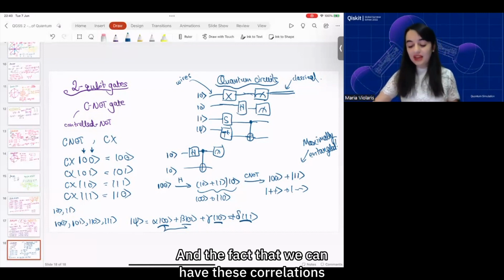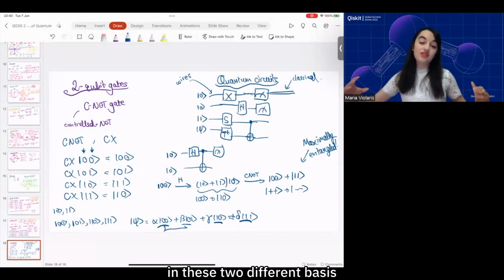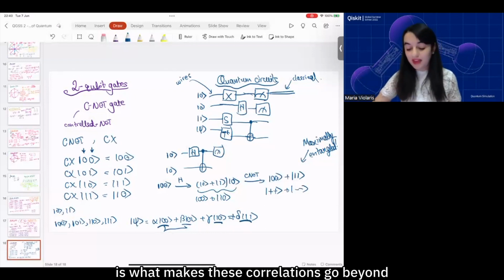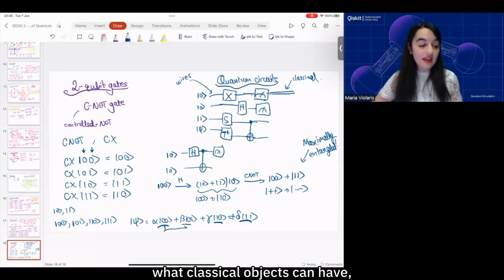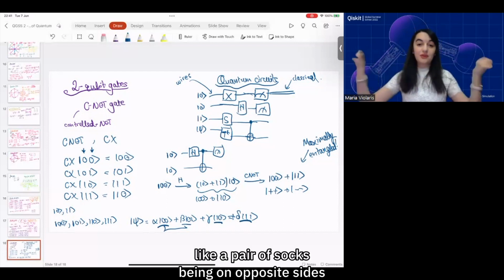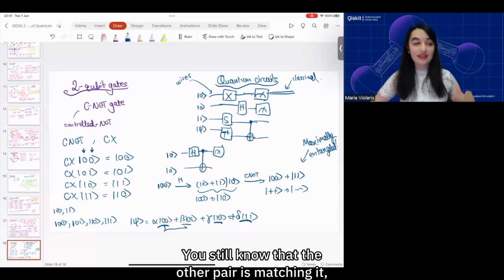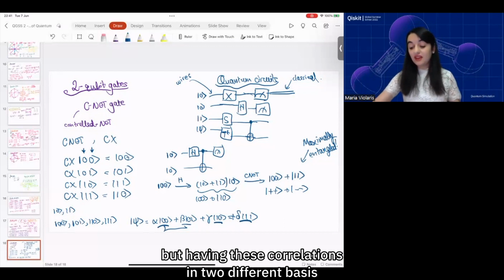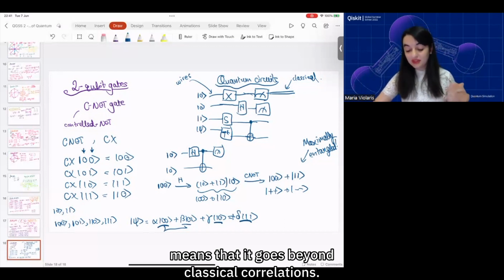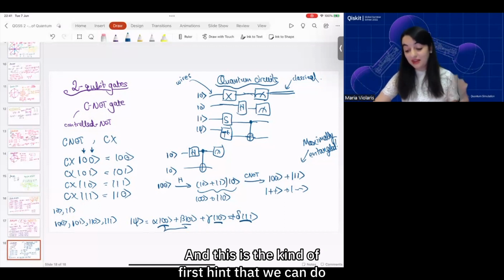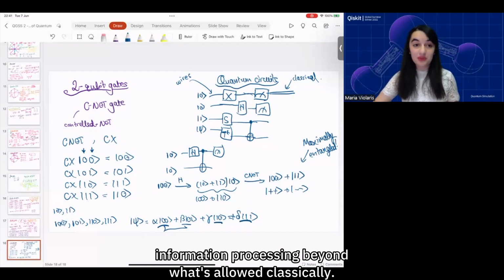And the fact that we can have these correlations in these two different bases is what makes these correlations go beyond what classical objects can have, like a pair of socks being on opposite sides of the universe. You still know that the other sock is matching it, but having these correlations in two different bases means that it goes beyond classical correlations. And this is the first hint that we can do information processing beyond what's allowed classically.